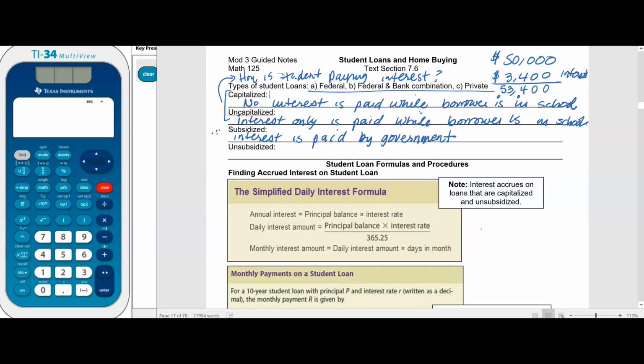That's preferred. I'm going to put a little smiley there. We love subsidized loans because students don't have to pay that interest. They're only having to pay back what they were given. Unsubsidized loans, which are more common, is when interest is paid by the student.